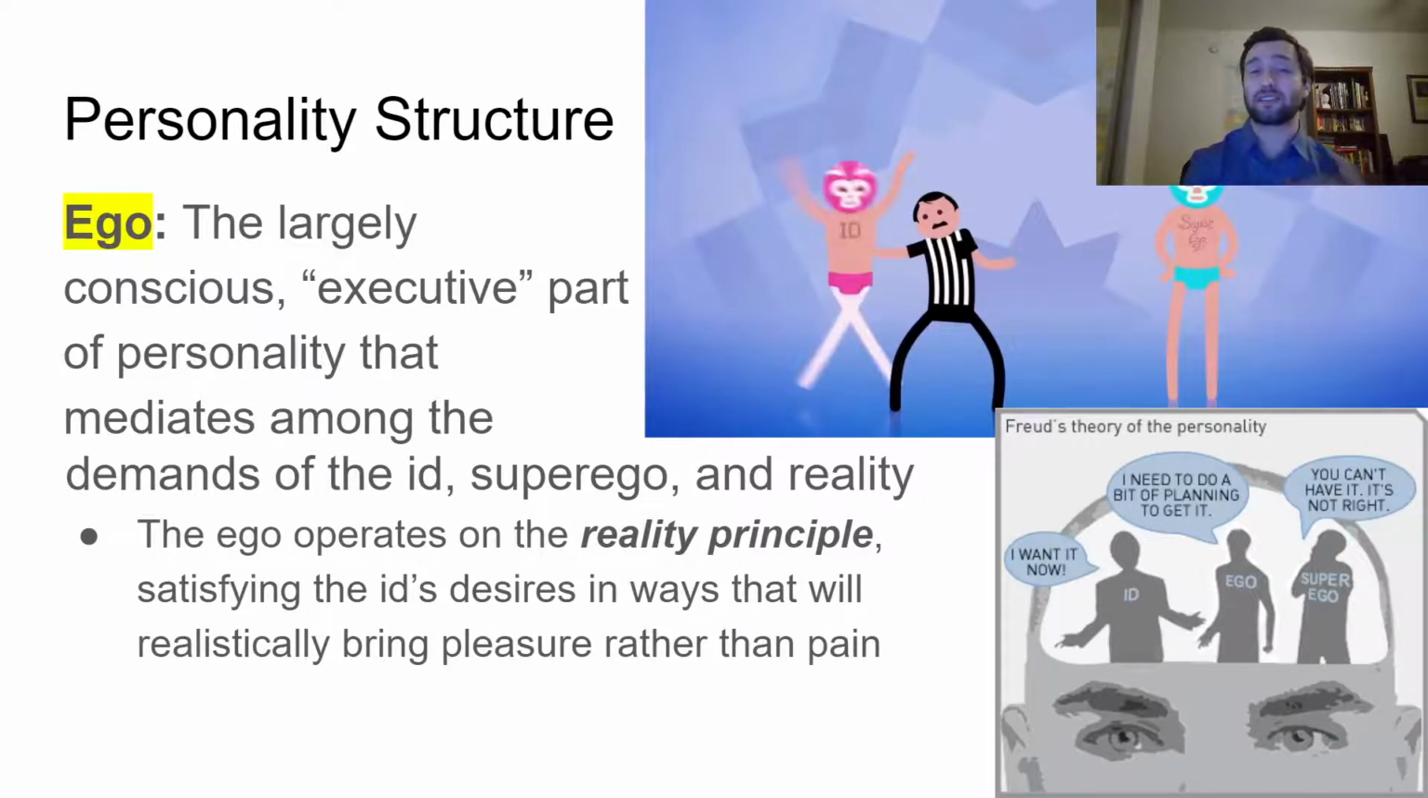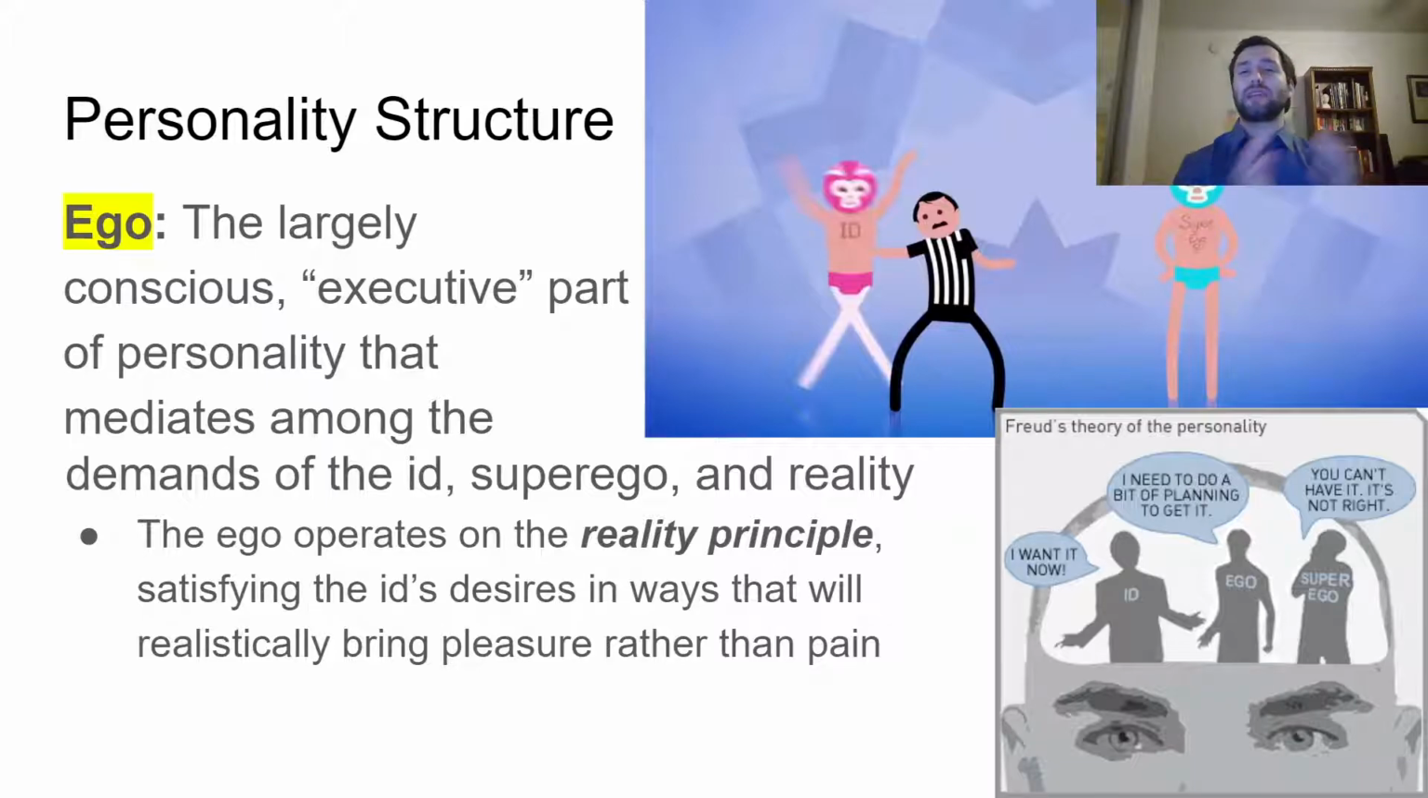where our id is entirely unconscious, and only some of our superego is conscious. The ego is going to be almost all conscious thought. So this is the part of the brain that is trying to basically mediate between these two. It's trying to referee between the id and the superego. Now, ideally, what it's going to try to do is satisfy both as best it can, right? This is what is called the reality principle.